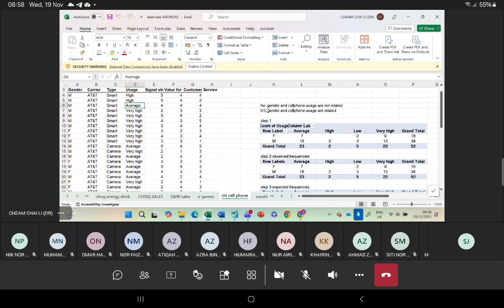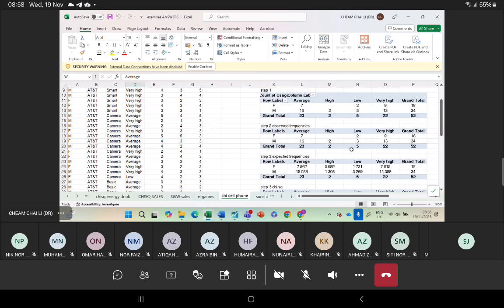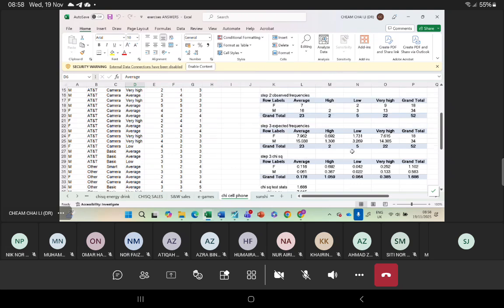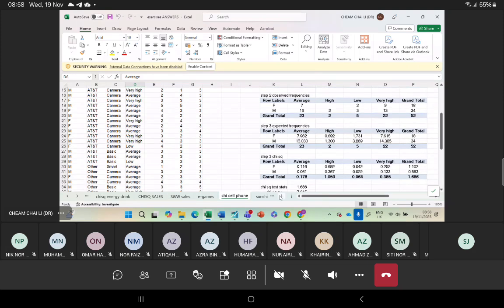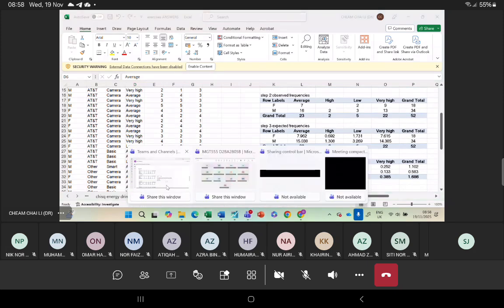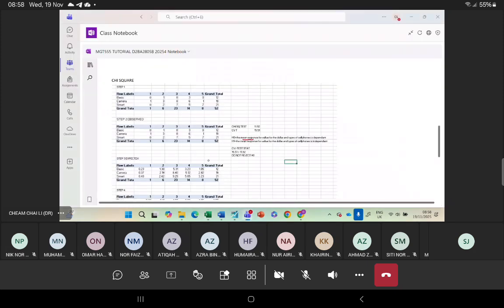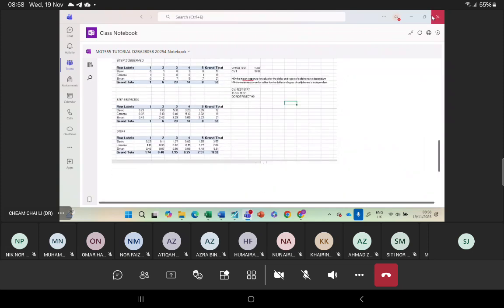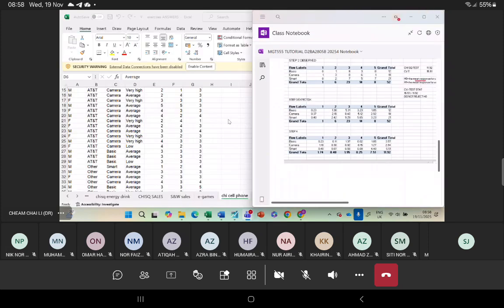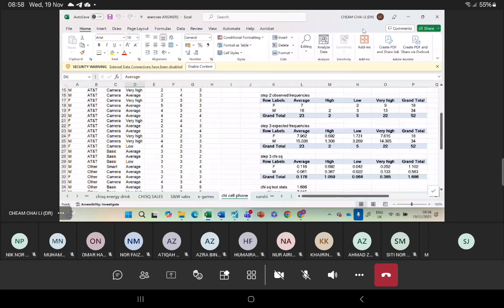Now hypothesis, gender and cell phone usage are not related. Alternative hypothesis, gender and cell phone are related, right? And then when I calculate, I got only 1.6. Yang Mira punya macam mana? Markah is different. Yeah, you punya markah lagi besar. You punya nilai is larger.